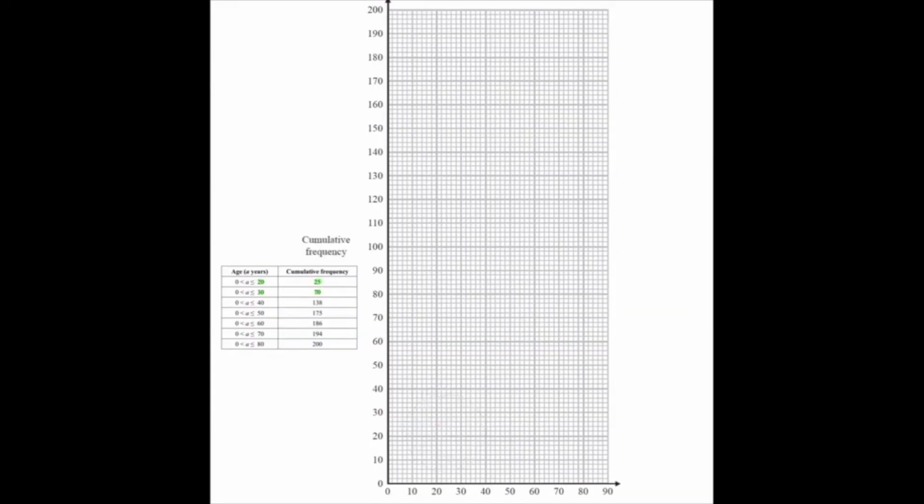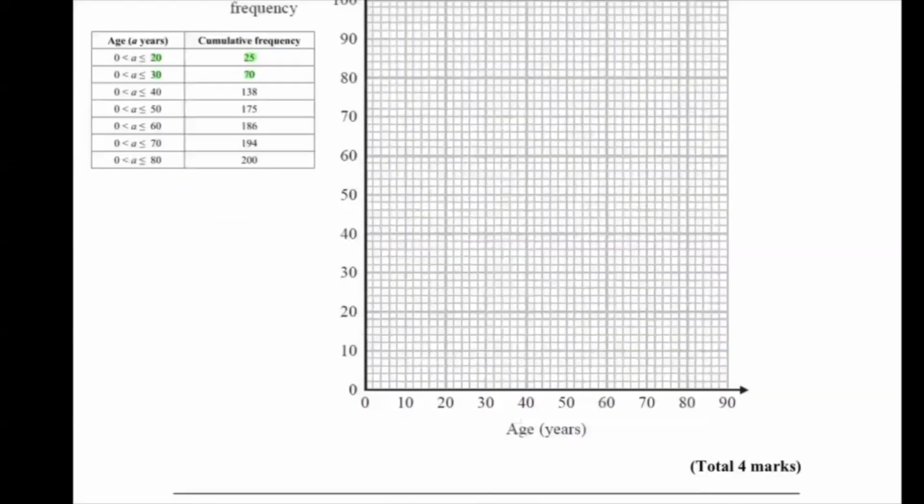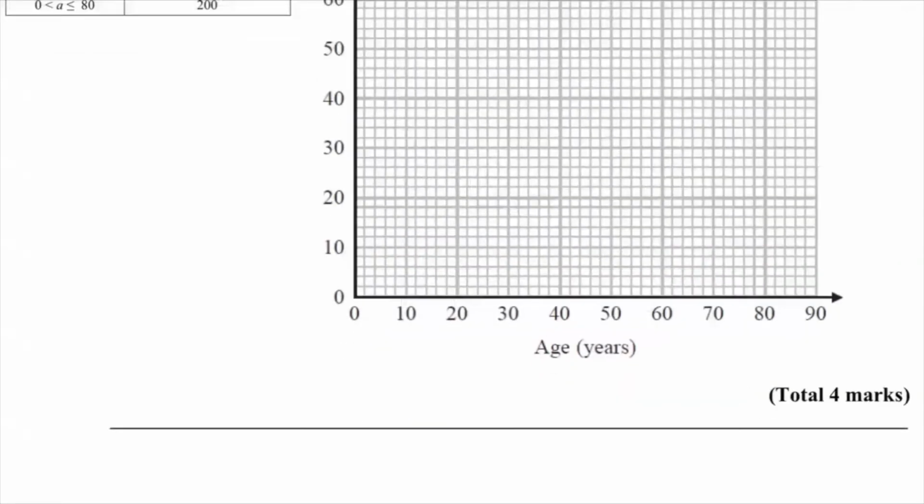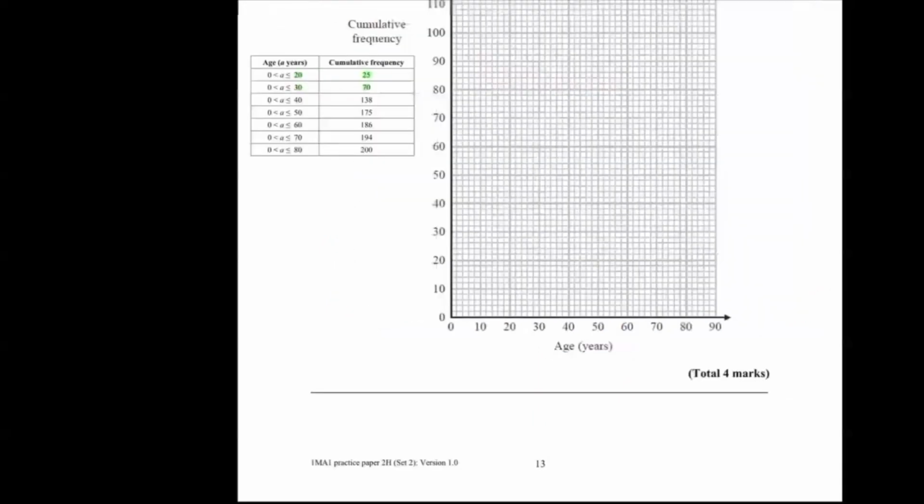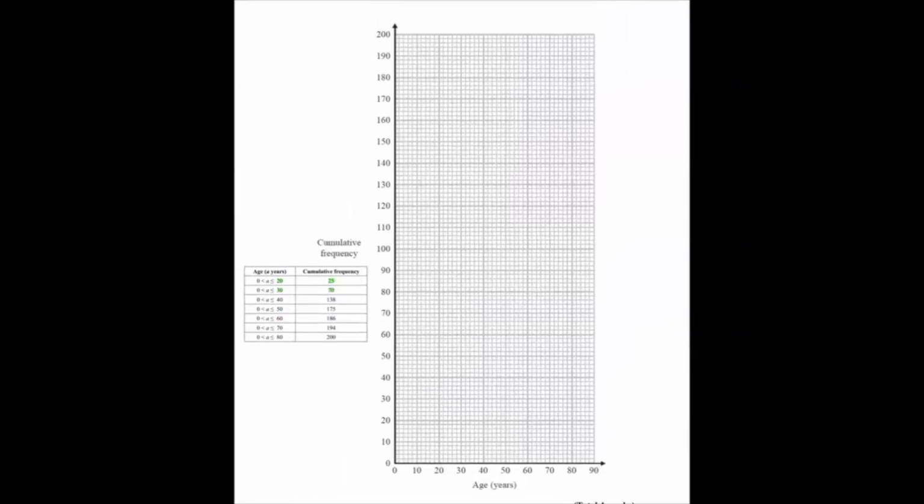Make sure you are plotting with accuracy. For example, our first one, 2025, if I just zoom in, our 25 will be here. So our 2025, you want to mark it on as accurately as possible. Once you've marked on all of your coordinates, you want to draw as smooth a curve as you can.